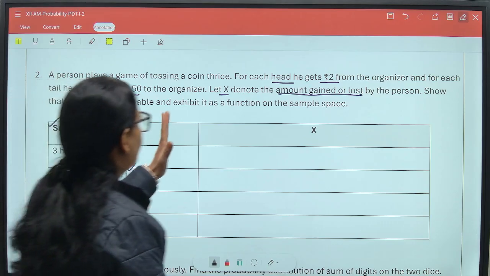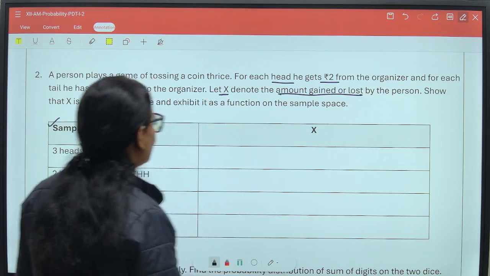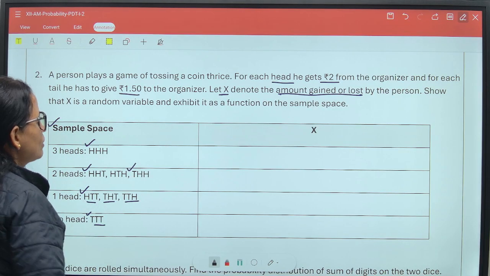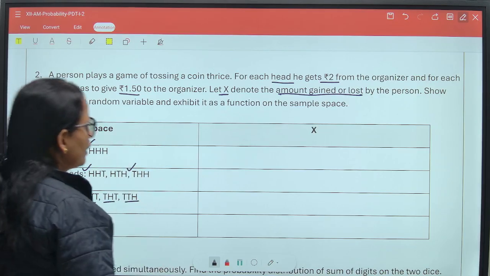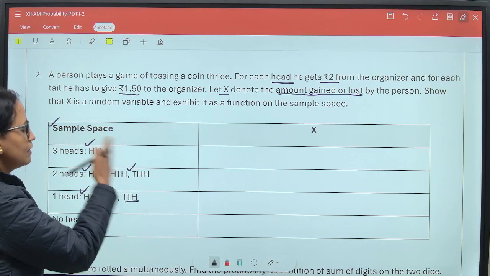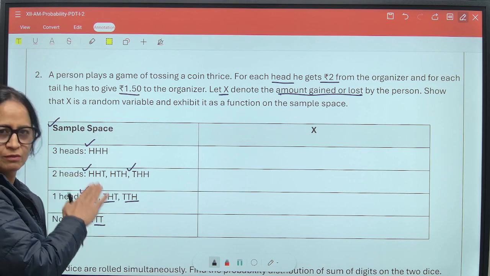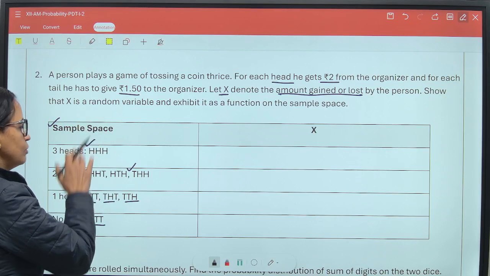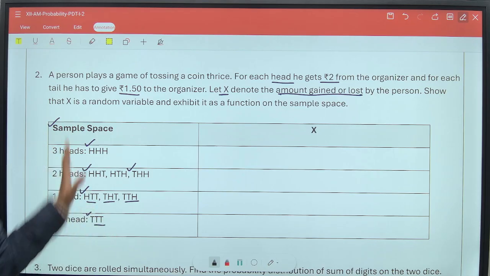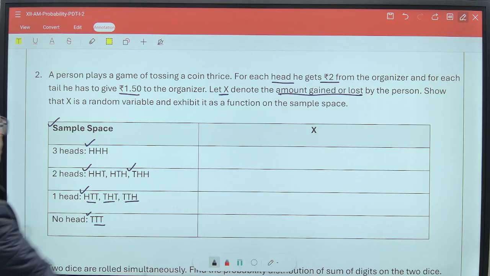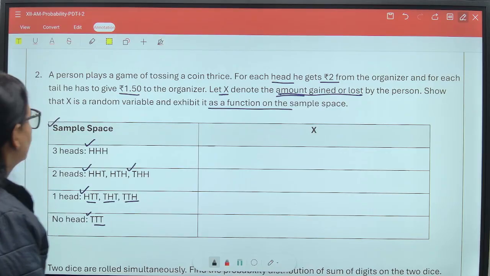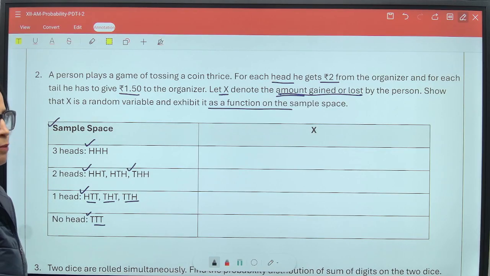Now x denotes the amount gained or lost by the person. So you need to find the value of x. What are the possible values that this random variable can have? Again you need to just mention, because it is a random experiment which can have any of these outputs, and these outputs are not known well in advance, so you cannot decide what is going to be the outcome. So it is a random experiment with random outcomes, therefore x is a random variable.